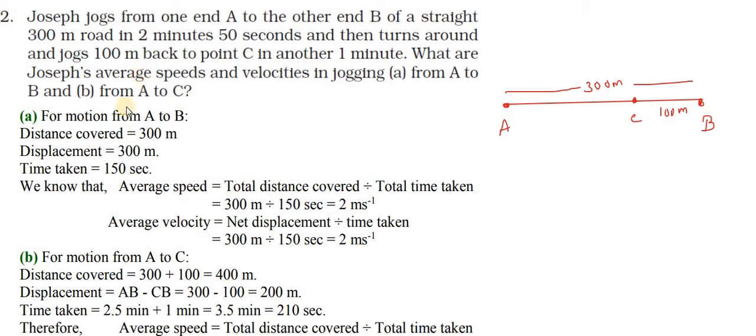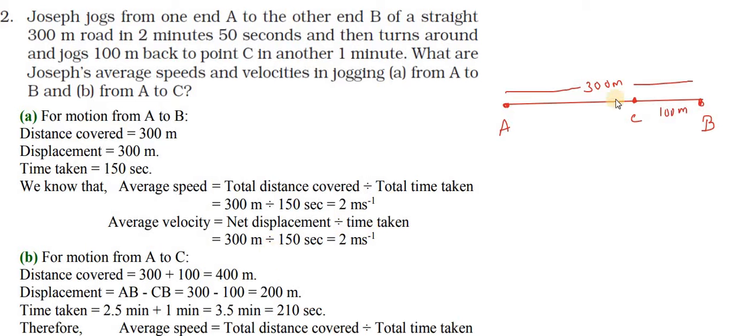Then average speed is the total distance traveled divided by the total time taken. I think you remember the speed formula. Speed is equal to total distance by total time taken, that is 300 meters divided by 150. So 300 by 150 is nothing but 2 meters per second. Average velocity is net displacement divided by time, so 300 divided by 150, since the displacement is also the same.